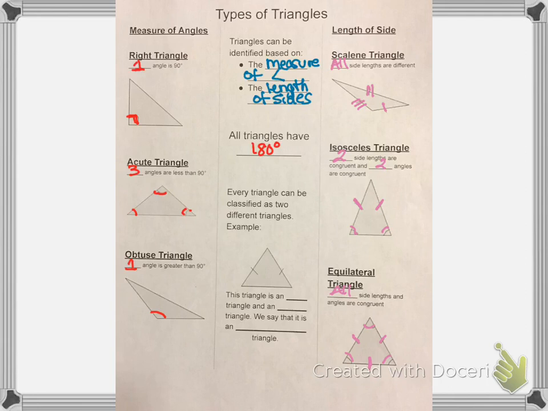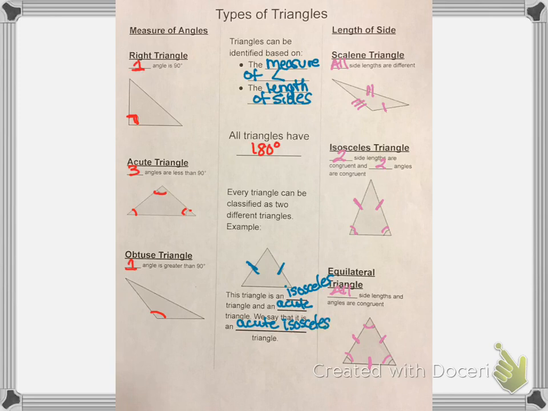So every triangle can be classified as 2 different triangles. If we look at this triangle in the middle, we'll see that it has 2 side lengths the same, and that all of the angles are less than 90 degrees. So this triangle is an isosceles triangle and an acute triangle. So we would say that this is an acute isosceles triangle.